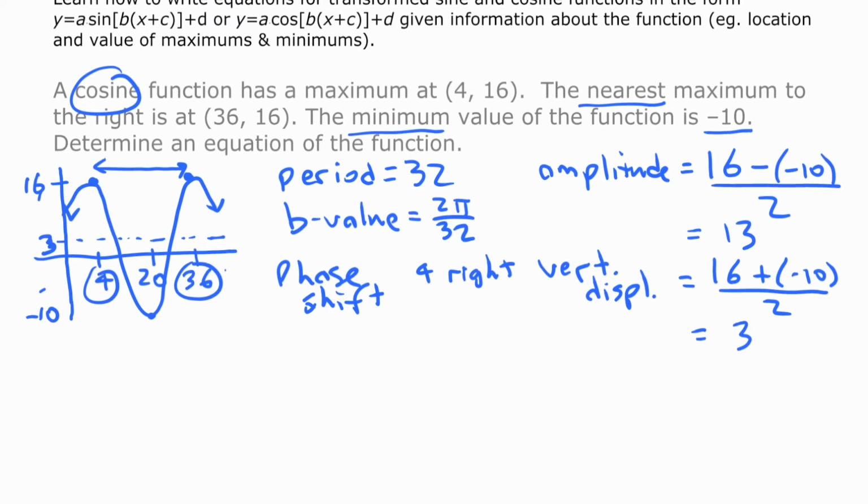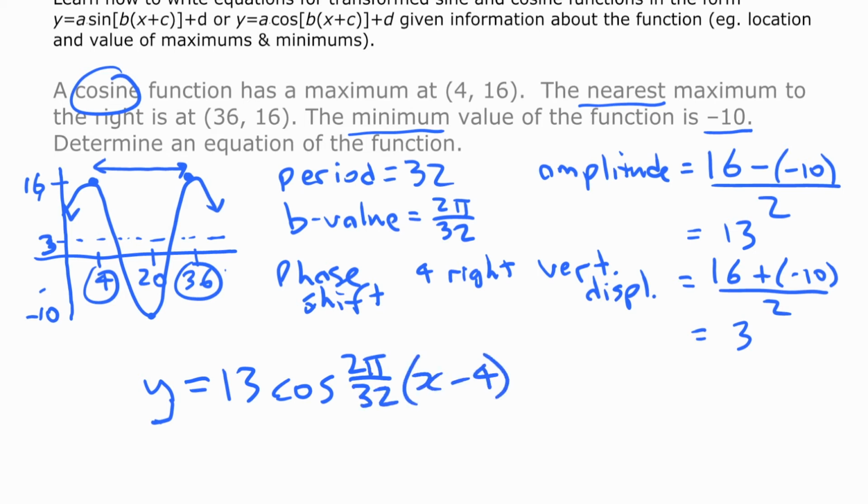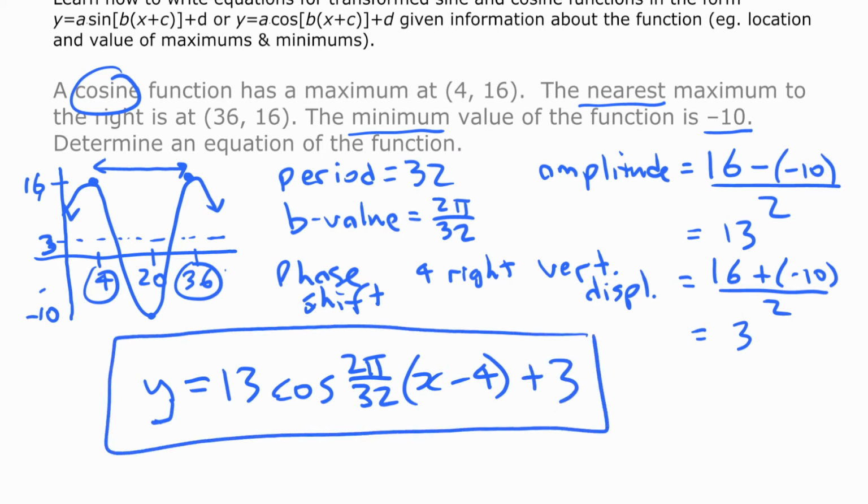So if we're writing the equation for this, our equation is going to look like y equals 13 cos 2 pi over 32, our phase shift of 4 to the right, x minus 4, and then plus 3 vertical displacement. So that is an equation for that curve that meets those criteria.